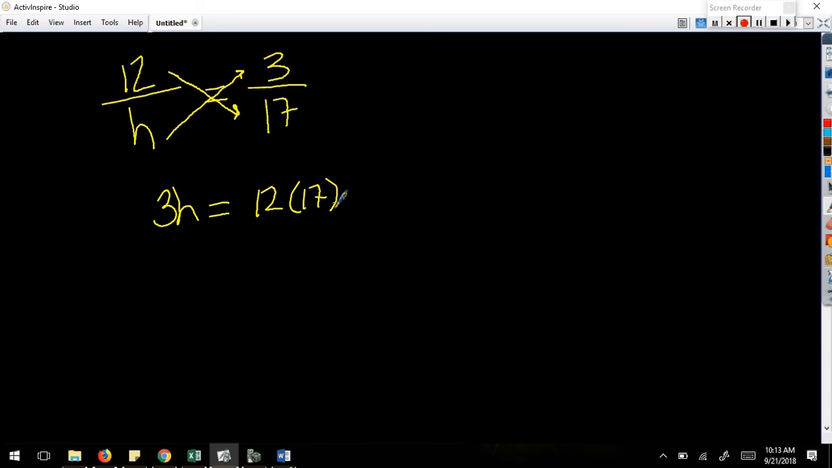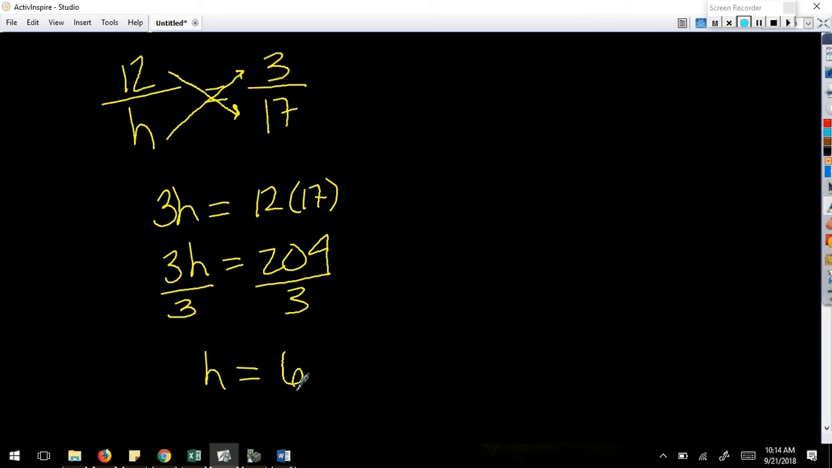All right, what is 12 times 17? Let me see if I can do it in my head. 204. So 3H equals 204. Now, divide by 3 on both sides. Is this hard to anyone? No, it's really easy. H equals 68.